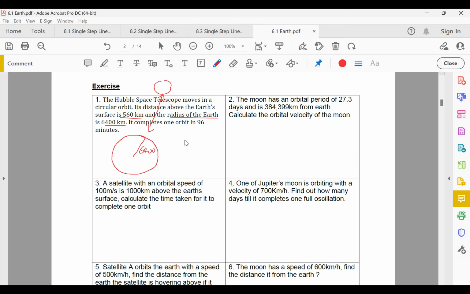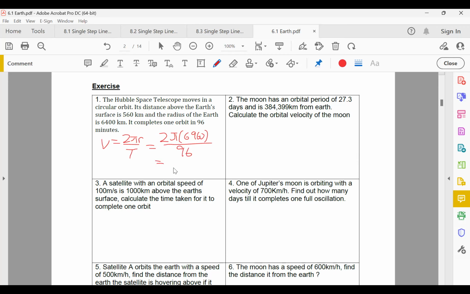And from here, you're just going to use the formula V equals 2 pi r over t. In this case, it will be 2 times pi times the radius, which is 6,960 km, over the total time, which is 96 minutes.